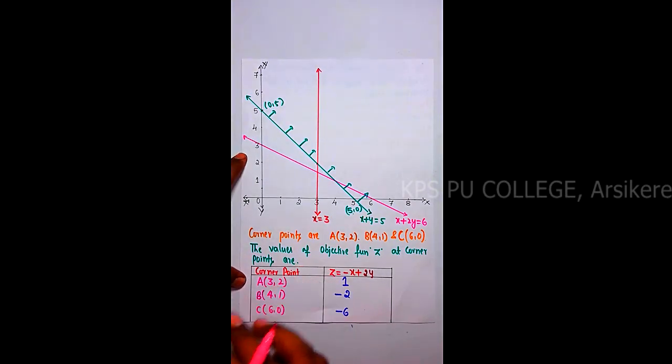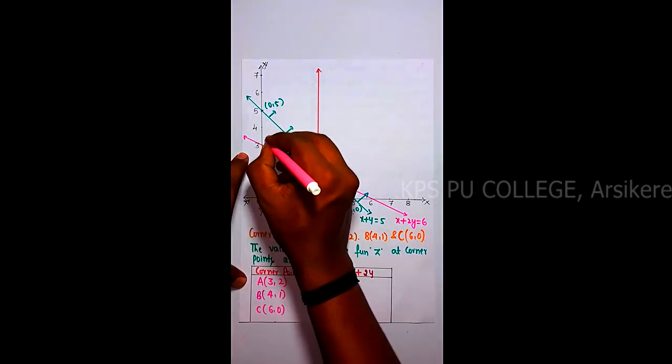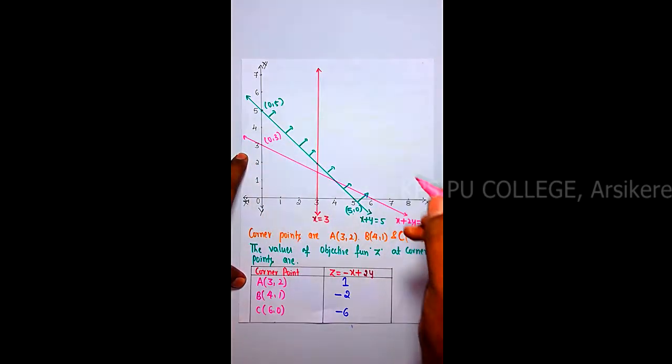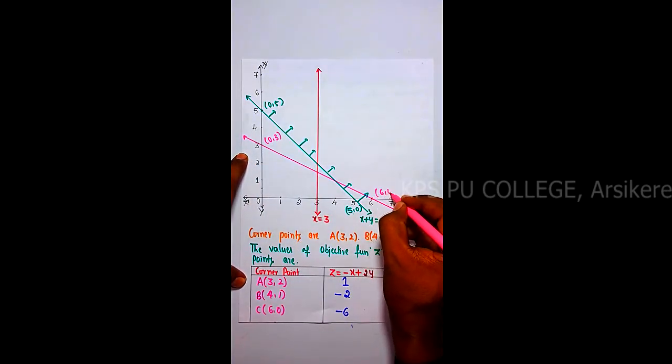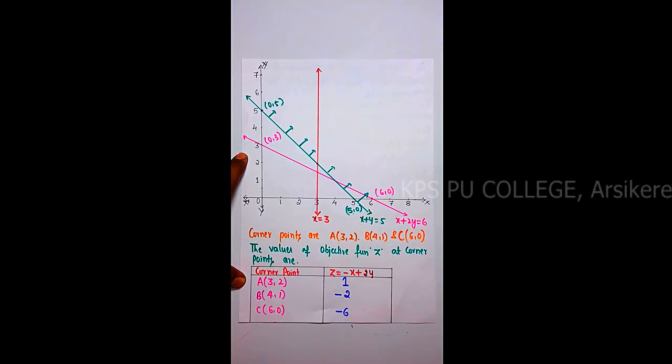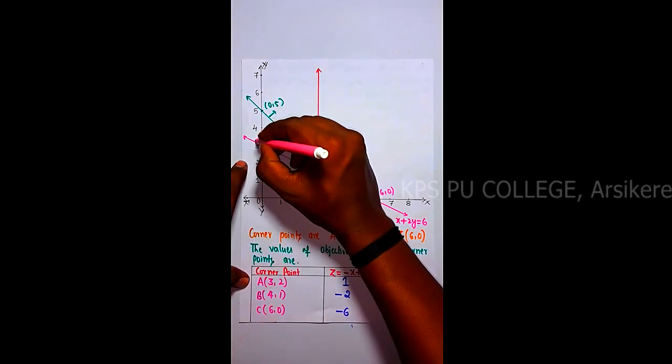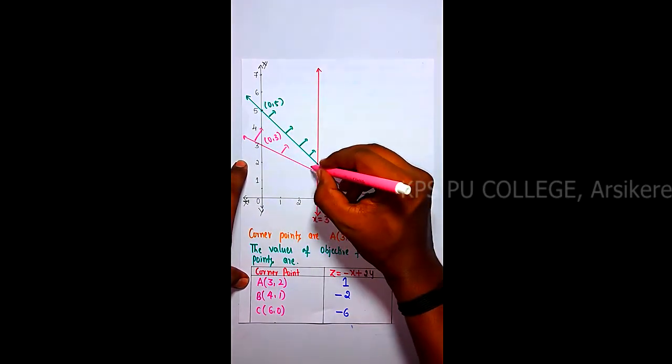For the next one, next equation. The point here is 0,3 and another point 6,0. And the corresponding equation is x plus 2y is equal to 6. Okay, here also when I substitute x is equal to 0 and y is equal to 0, the inequality is false, hence the solution region is away from the origin. Opposite to the origin.